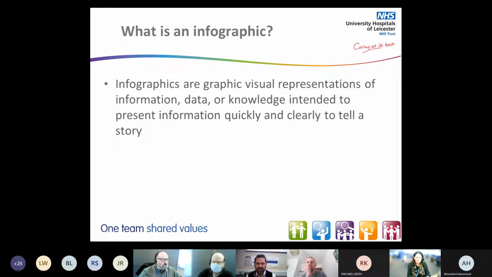But before I go into that detail, I thought it'd be important to think about what an infographic actually is. I've done quite a bit of research into this, and the best definition relevant to our audience that I found is that infographics are graphic visual representations of information, data or knowledge, intended to present information quickly and clearly to tell a story about the message that you're trying to get over.